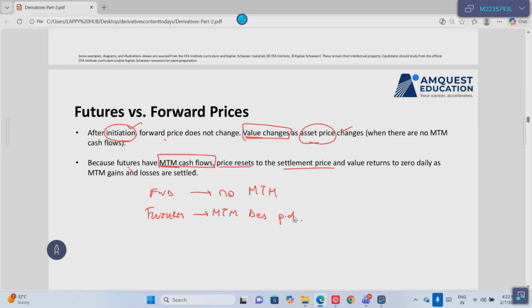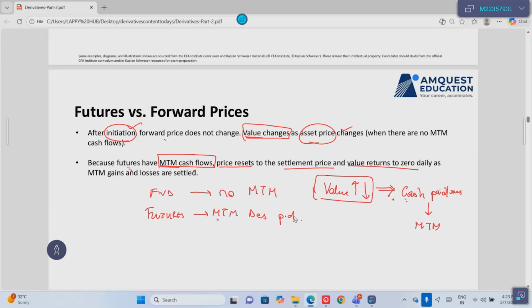Now, how does mark to market work? Basically, whatever is the value, if the value goes up or the value goes down, that difference in the value is settled through cash. So cash is either paid or received. That amount of cash payment or receipt is called mark to market. Now, because the valuation change is adjusted through cash, effectively the value returns to 0. Right? Because you have already paid or received the value change. So the value every day will once again reset to 0.